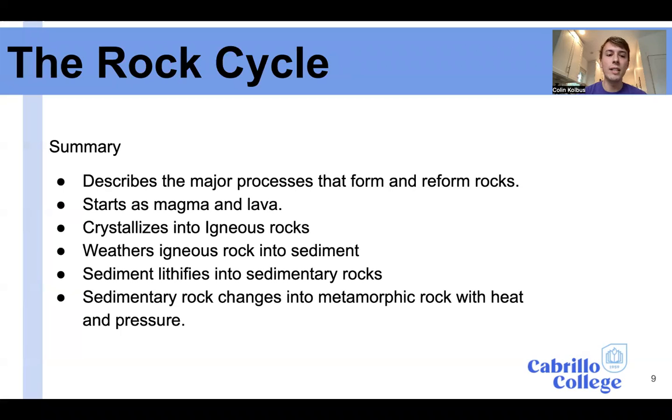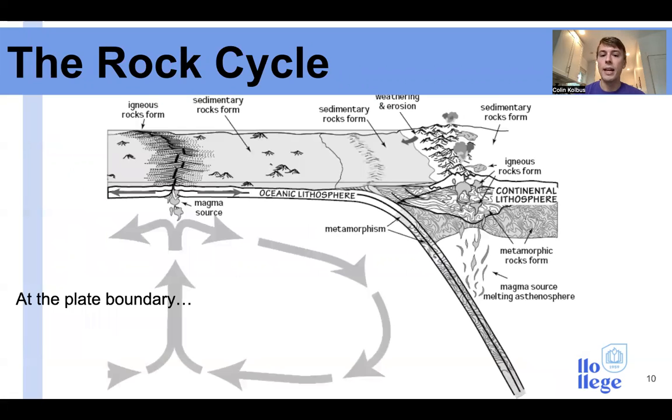In summary of this video, we've described the major processes that form and reform rocks. All rocks sort of start out as magma and lava. They crystallize into igneous rocks, which weather into sediment. These sediments lithify into sedimentary rocks, and then sedimentary rocks change into metamorphic rocks with heat and pressure. And here's a picture of where those things are located relative to sort of a plate boundary.